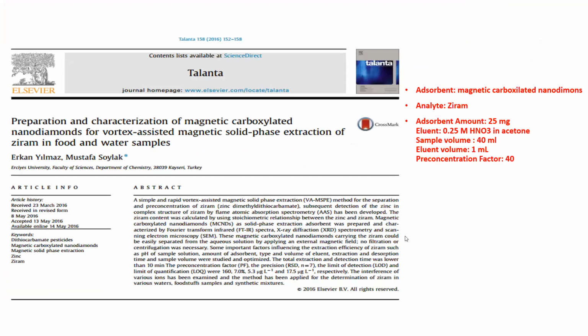Another new application of these procedures is the preconcentration and separation of Ziram, which is a pesticide. It contains zinc ions, and we can easily separate Ziram from the aqueous samples by solid phase extraction using magnetic carboxylated nanodiamonds, which are a new and good adsorbent for Ziram pesticides. We have applied these procedures to Ziram pesticides in some food samples and also some water samples.